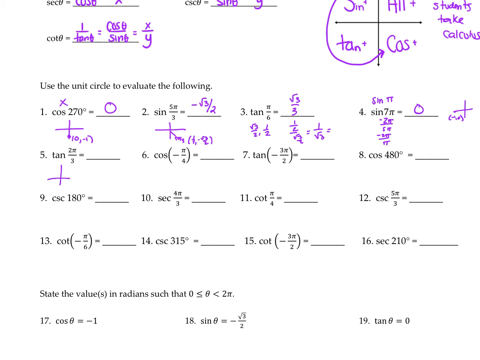Tangent at 2 pi over 3. So 2 pi over 3 is here. Nope, it's over here. So my coordinate would be (-1/2, √3 over 2). So if I'm doing y over x, I would get -√3.